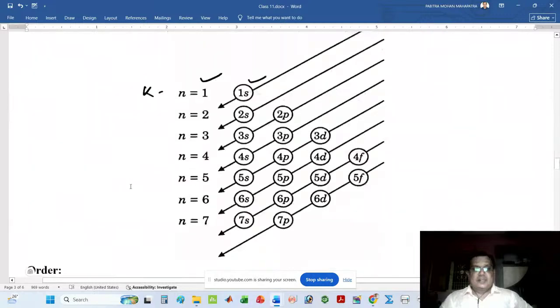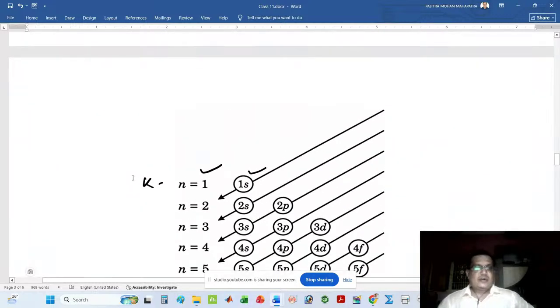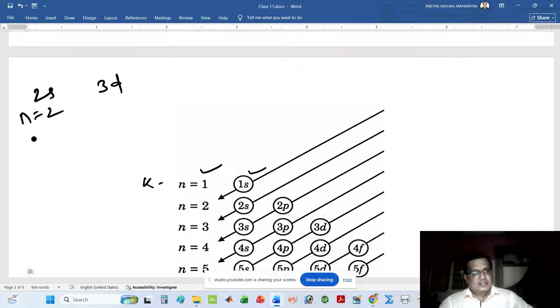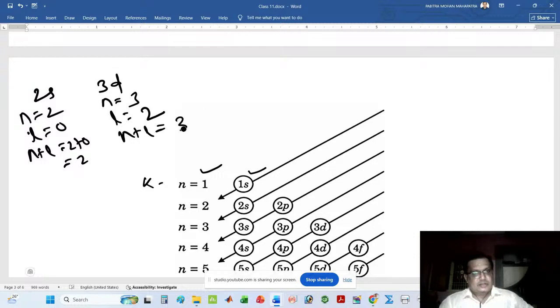Like that, you can also think about another orbital. Suppose I want to think about 2s and another, 3d. Which orbital has the maximum energy and which has low energy? Here n is equal to 2 and L is equal to 0. Here n is equal to 3, and L is equal to 2. Now find the n plus L value for 2s, which is 2 plus 0, that is 2. The n plus L value for 3d is 3 plus 2, that is 5.